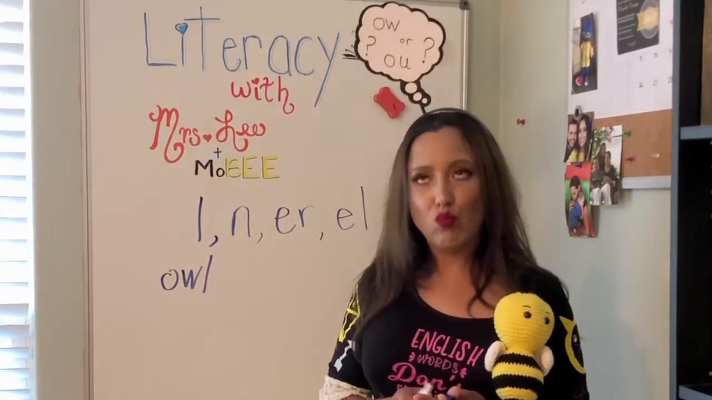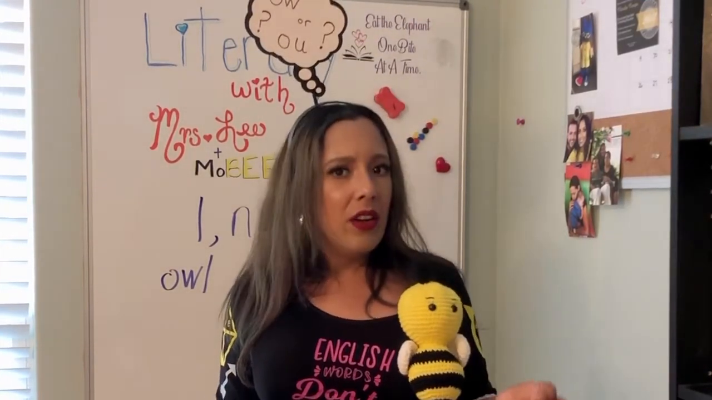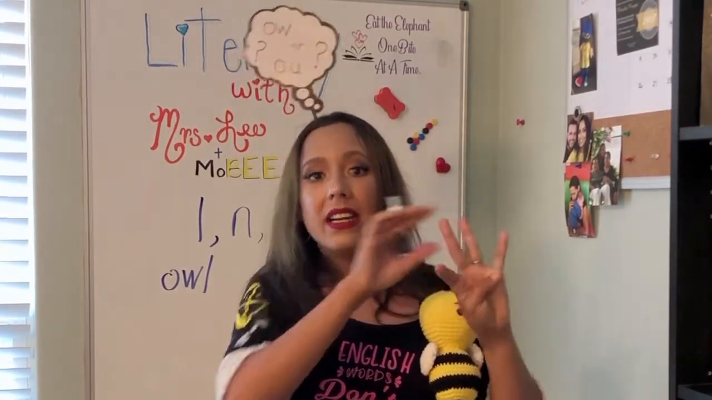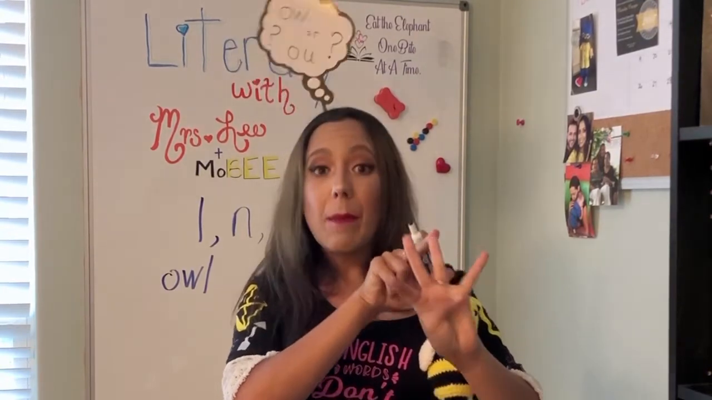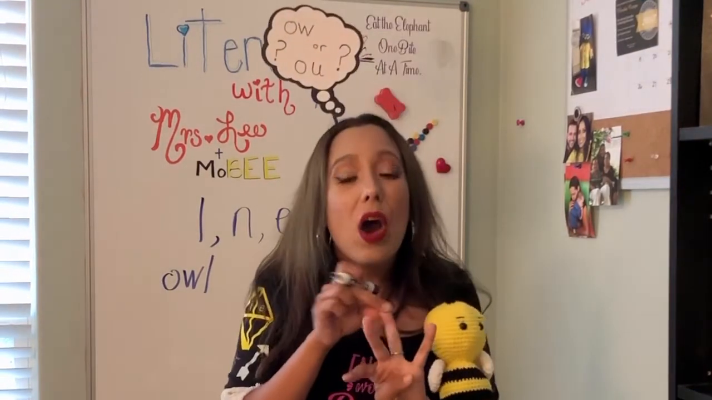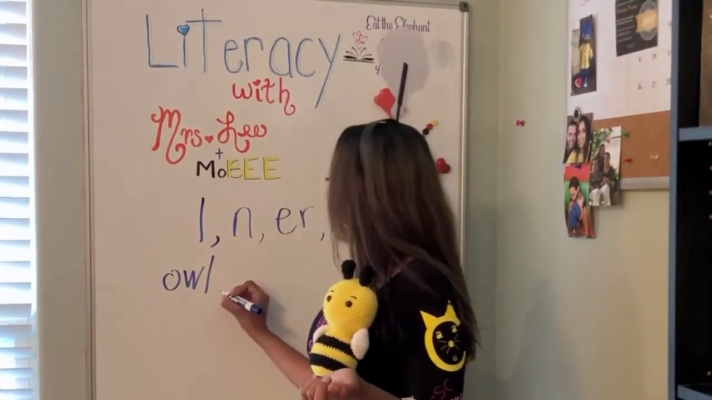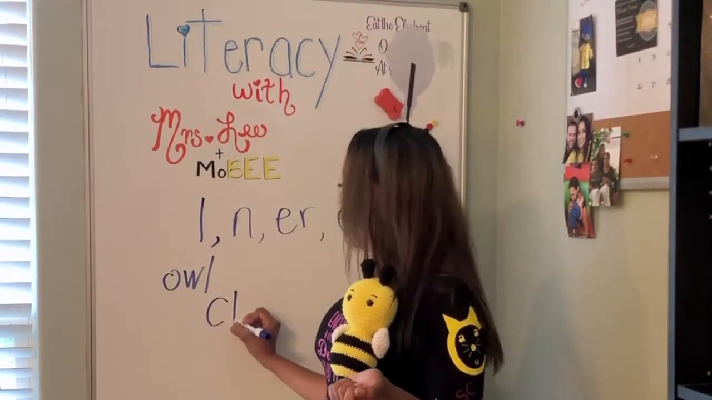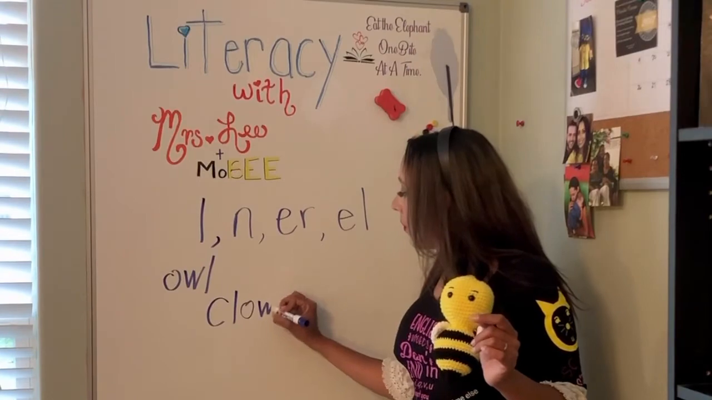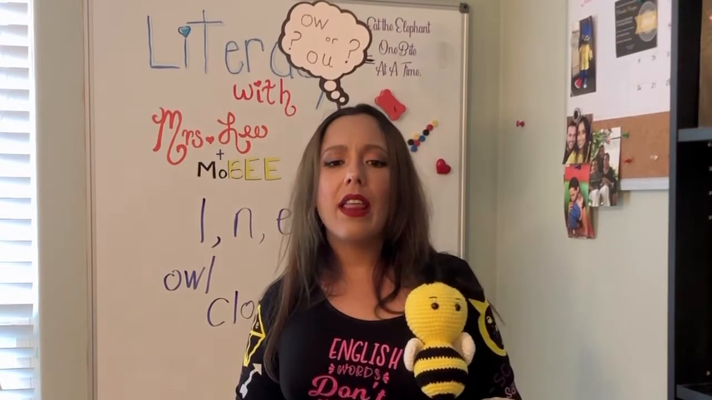Let's think of one that ends in an N. You ready? Oh, I have a good one. Clown. Ready? Ow. I hear that ow in the middle, but I also hear that at the end. So that tells me that that ow sound in the middle is spelled with an OW. Like so. Clown.